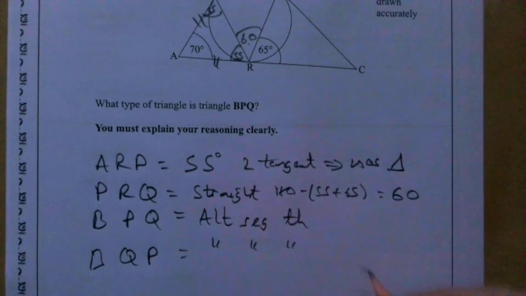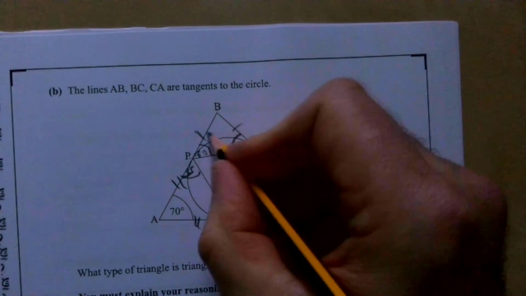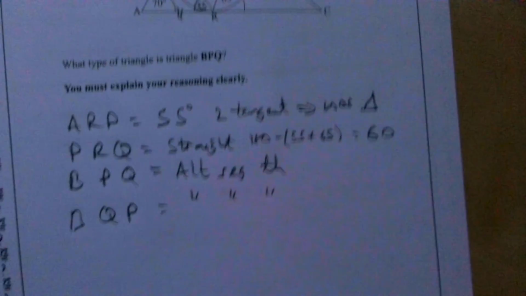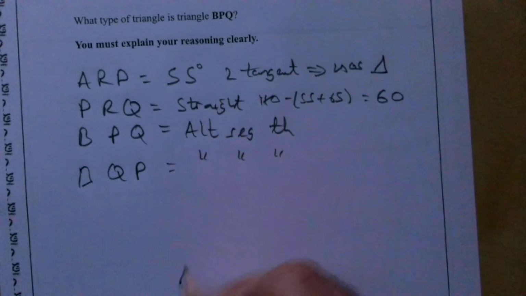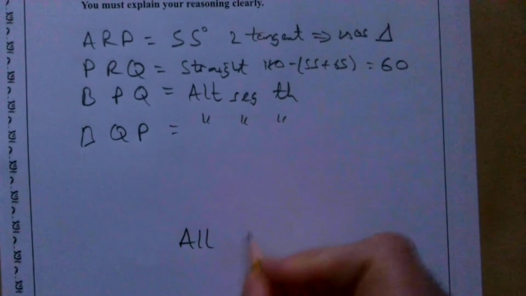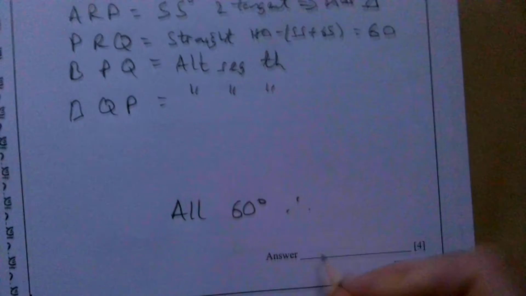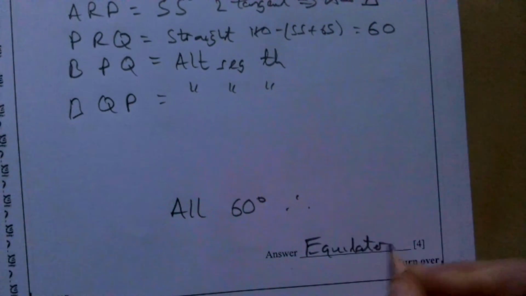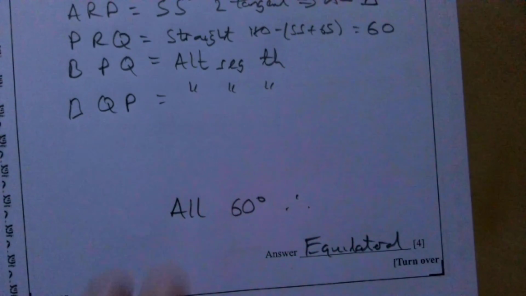Again, alternate segment theorem. If that's 60 and that's 60 and that's 60, then the answer must be an equilateral triangle. So they're all 60 degrees, therefore it's an equilateral triangle.